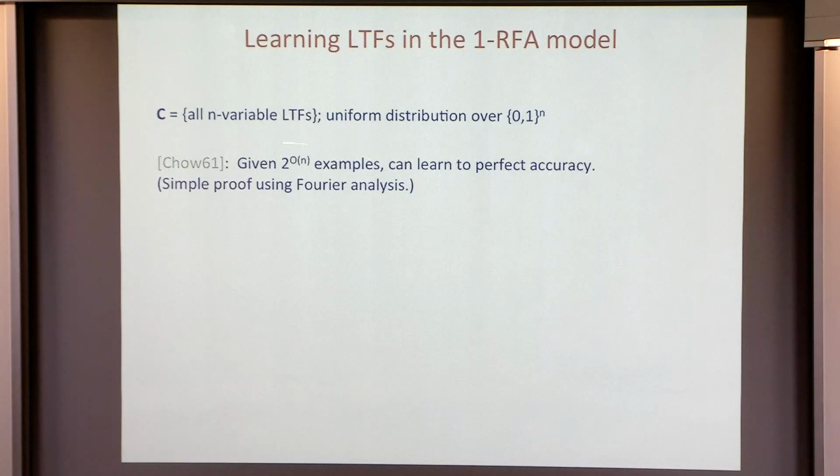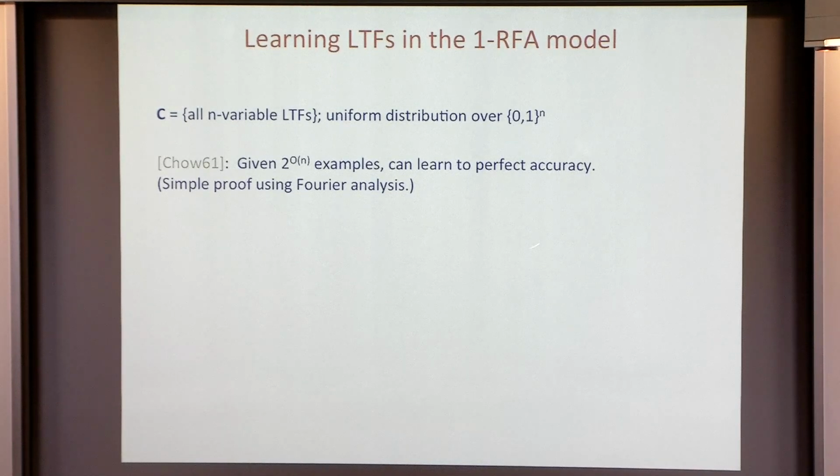But this gives you such good statistical information that you really know exactly the value of the correlation under the uniform distribution between each coordinate and the label. Another way of putting it is that you know the exact values of the degree 1 Fourier coefficients of the function. If you know that, that is enough information theoretically to learn to perfect accuracy. So another phrasing of this Chow result is that the degree 0 and degree 1 Fourier coefficients of a linear threshold function uniquely specify it among the space of all Boolean functions.